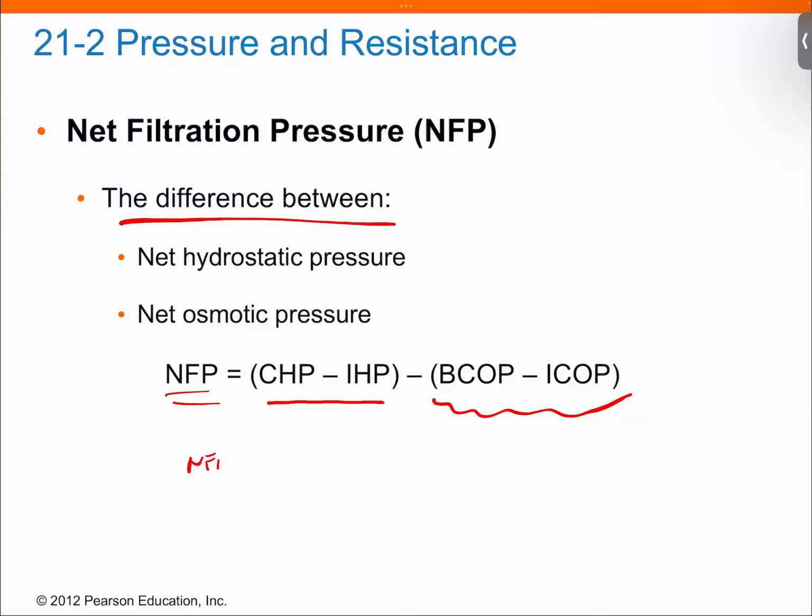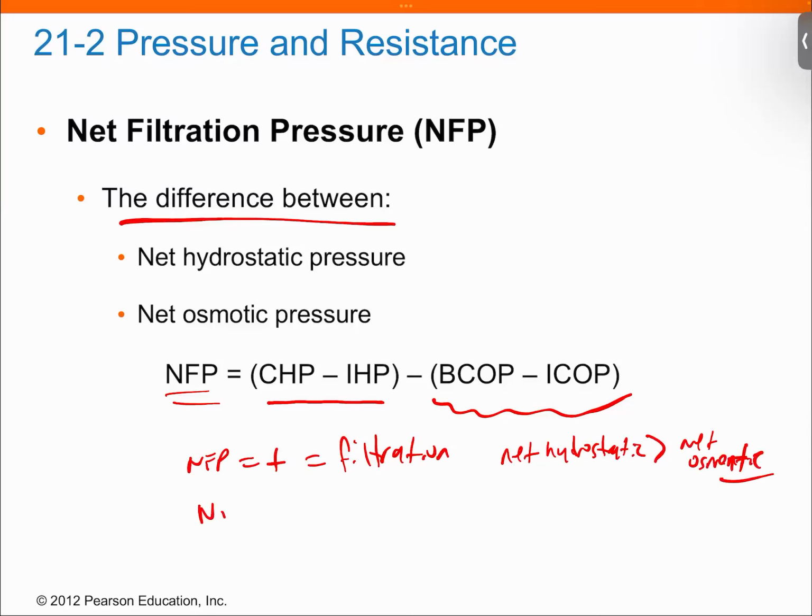If your net filtration pressure is positive, this will give you filtration, because that means that your net hydrostatic pressure is greater than your net osmotic. So it's a push outward. If your NFP is negative, that means this term here is very big. That favors reabsorption, which means your net hydrostatic pressure is less than your net osmotic.